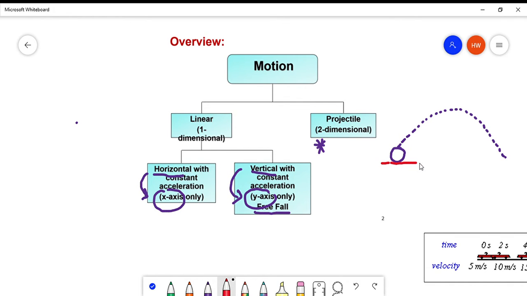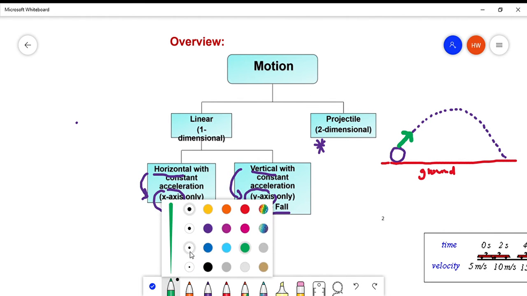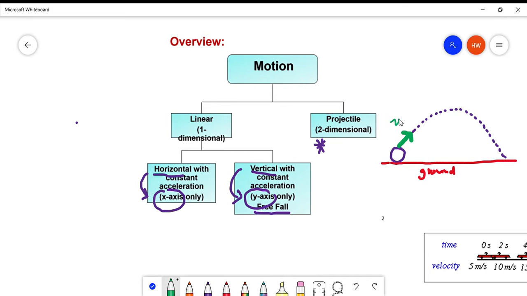Suppose you kick a ball on the ground. So this is the ground, and we will look at the path. The path that the ball will take is the purple dotted line here. As you can see, this is the velocity of the path.